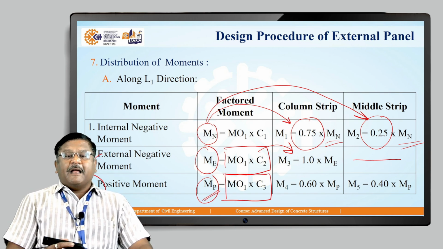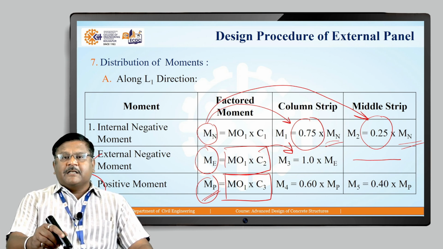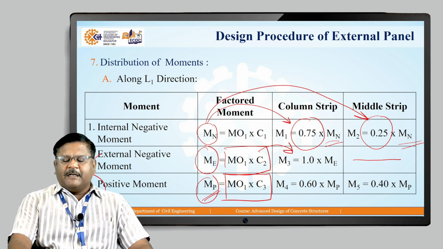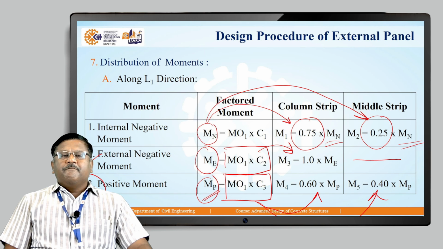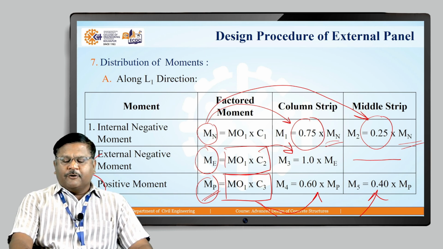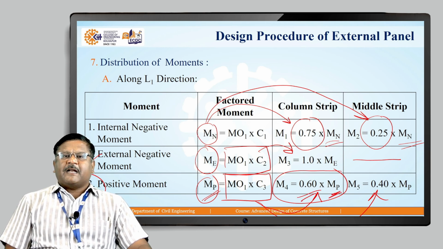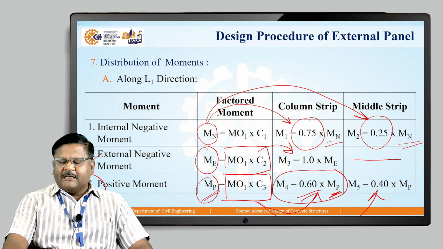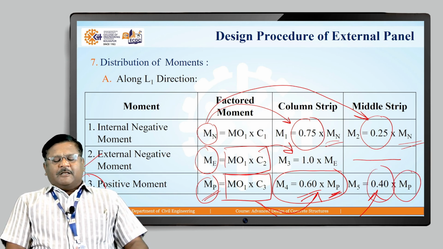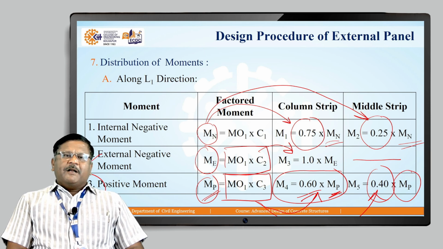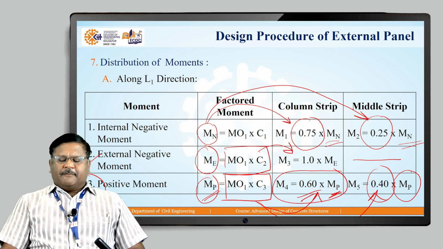This is denoted by MP. Now, again as we discussed in the internal panel, the positive moment is acting 60% in the column strip, whereas 40% in the middle strip. So, accordingly you want to distribute that moment. Positive moment multiplied by 0.6, or 60% of positive moment, is acting in the column strip, whereas 40% of the positive moment is acting on the middle strip. This is the procedure to distribute the moments in column strip and middle strip.